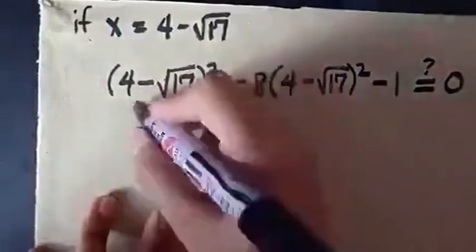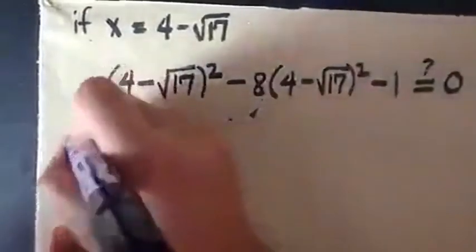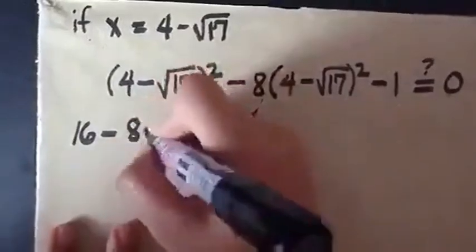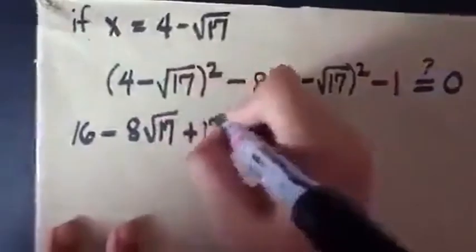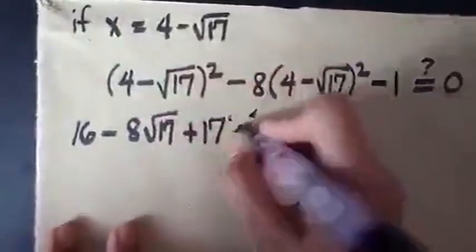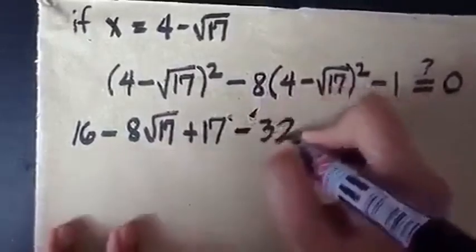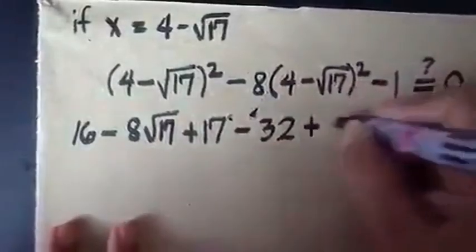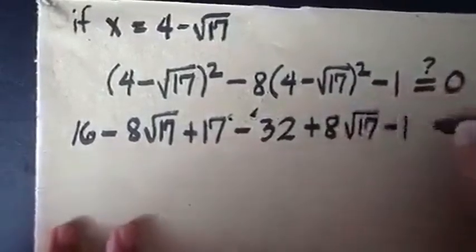So, square 4 minus the square root of 17. So, therefore, we have 16 minus 8 square root of 17 plus 17. Then, simplify natin yan. Negative 8 times 4 is negative 32. Negative 8 times negative square root of 17 is positive 8 square root of 17 minus 1.